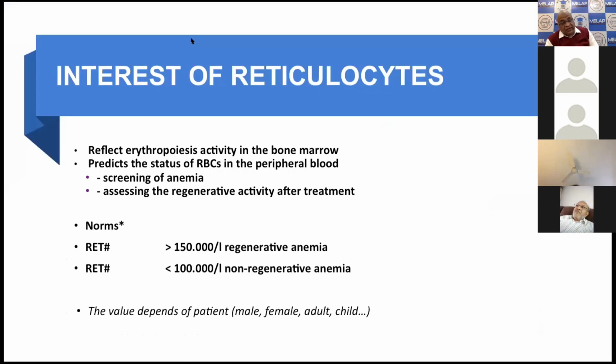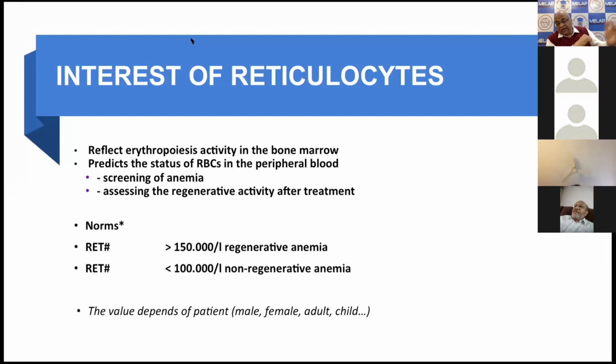And this automated reticulocyte count provides very good information. If the absolute count is more than 1,50,000, that means bone marrow is responsive. If it is less than 1 lakh, that means bone marrow is not responding in a proper manner. It is a regenerative anemia if the retic is high, and non-regenerative if the retic is low.